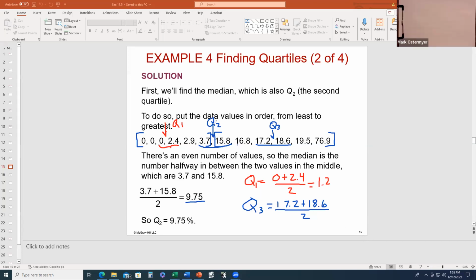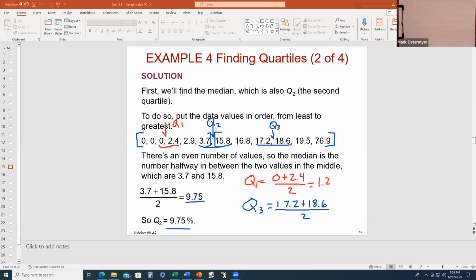So Q2 is the middle value of 3.7 and 15.8 for the whole data set. We found Q2 by taking the average of 3.7 and 15.8, which is by adding those 2 values together and dividing by 2, you get 9.75. That's your second quartile, 9.75. That's literally the middle of your data set.